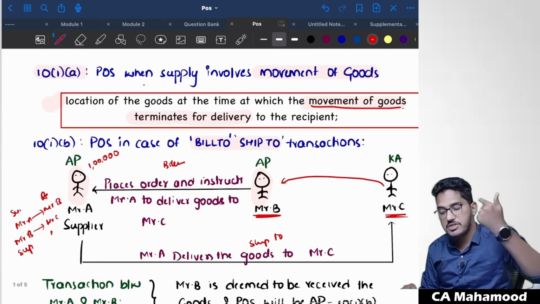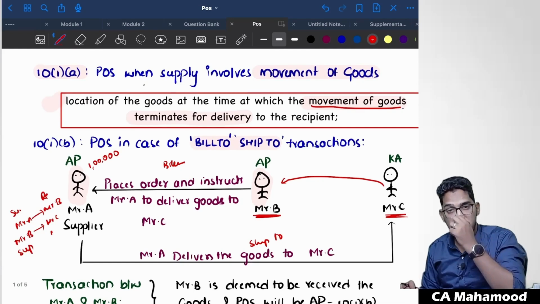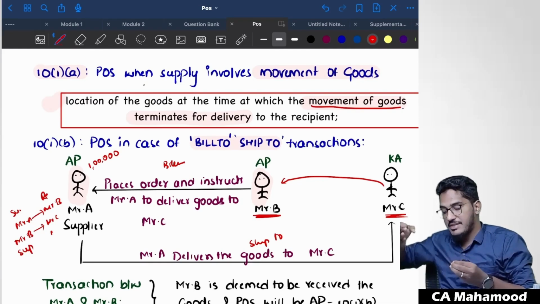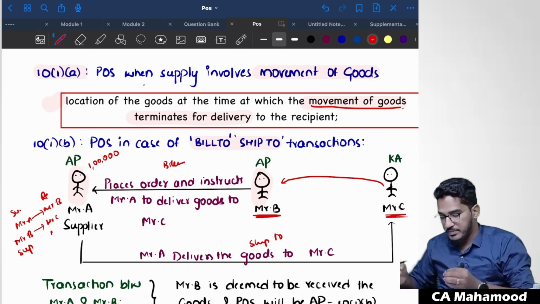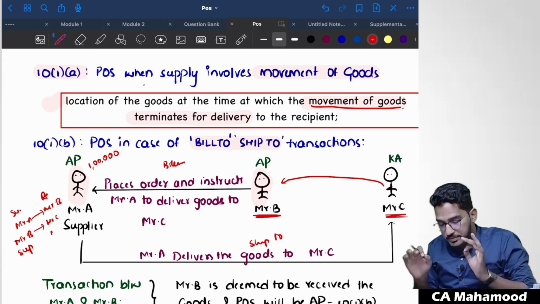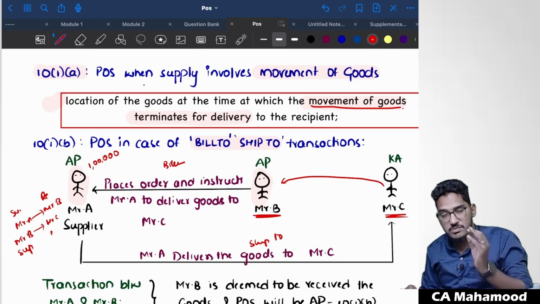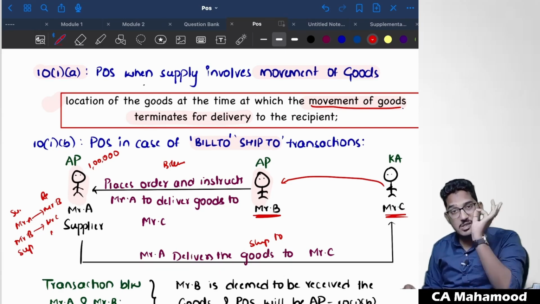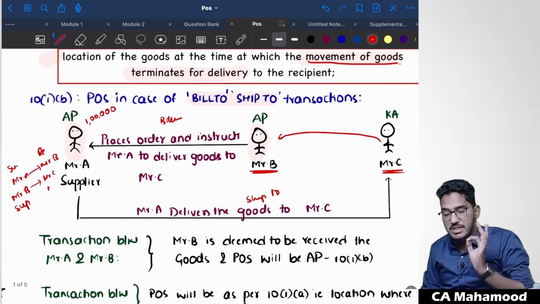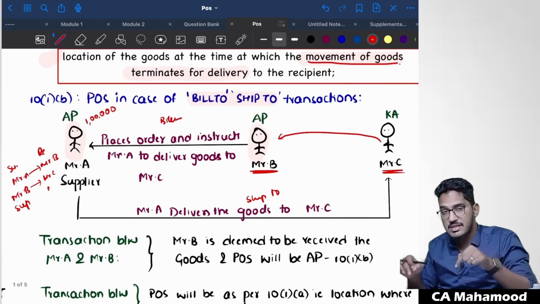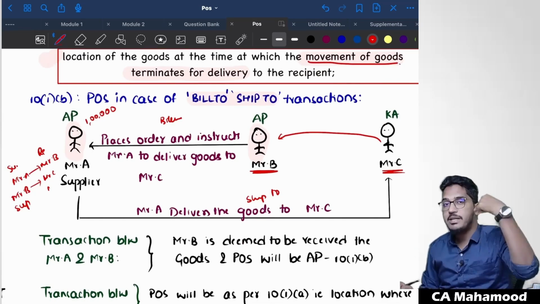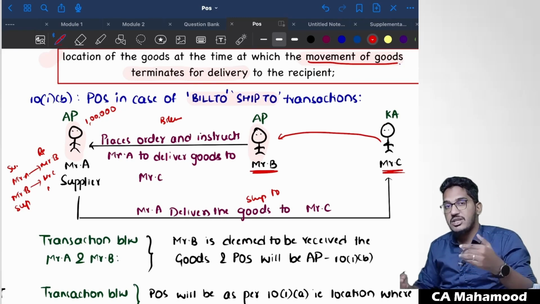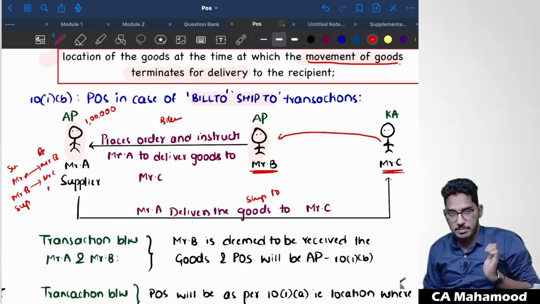So if we go by 10 subsection 1 clause A, in case of supply of goods which involves movement, the place of supply will be the place at which the movement of goods terminates. But that rule doesn't apply here. Why? Because 10 subsection 1 clause B is a special scenario which is talking only about bill to ship to transaction. This is a specific clause. So what clause B is telling is, even though this is a supply of goods which is involving movement, please don't go by clause A. In this special kind of transaction, I will tell you how to determine place of supply.